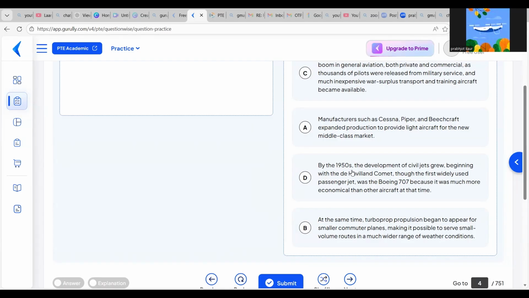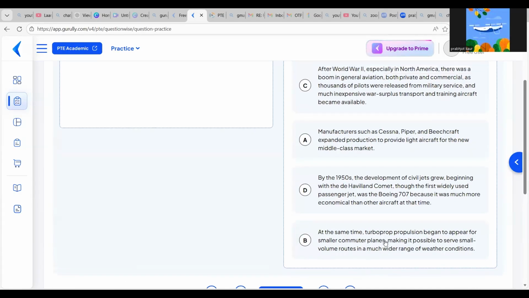At the same time, an important clue: "at the same time" refers to the 1950s period mentioned in D. It adds another development happening at the same time. Also, a sentence that starts with "at the same time," "however," or "and" usually cannot start a paragraph. So this is always at the last.